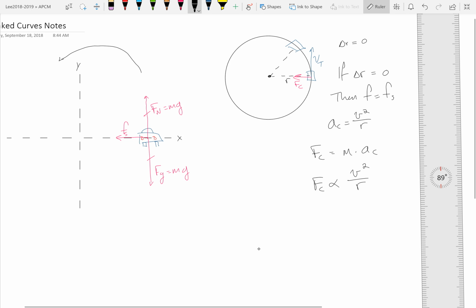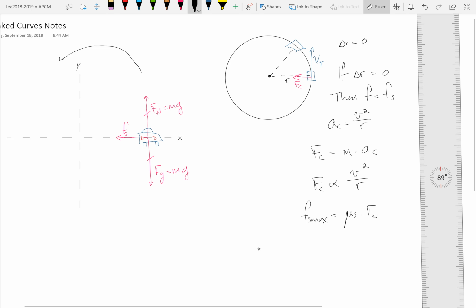And at a certain point, that static friction will be broken because it has a maximum. We know Fs max is equal to mu s times the normal force. And every other static friction value is going to be less than or equal to mu s times the normal force.